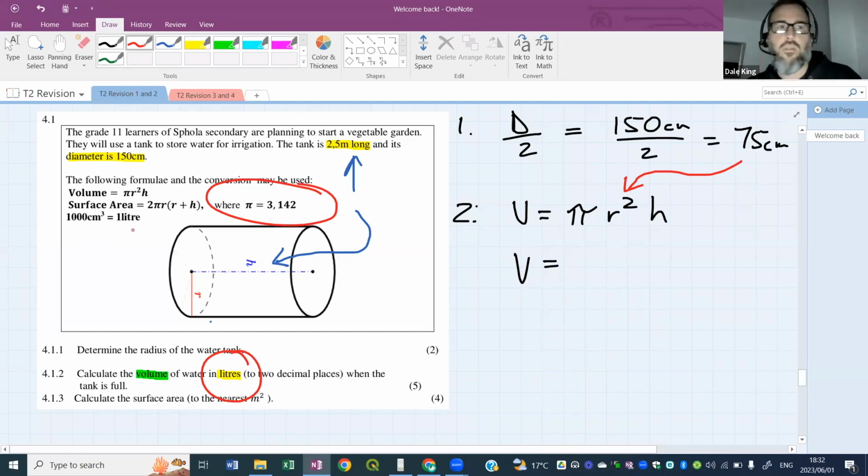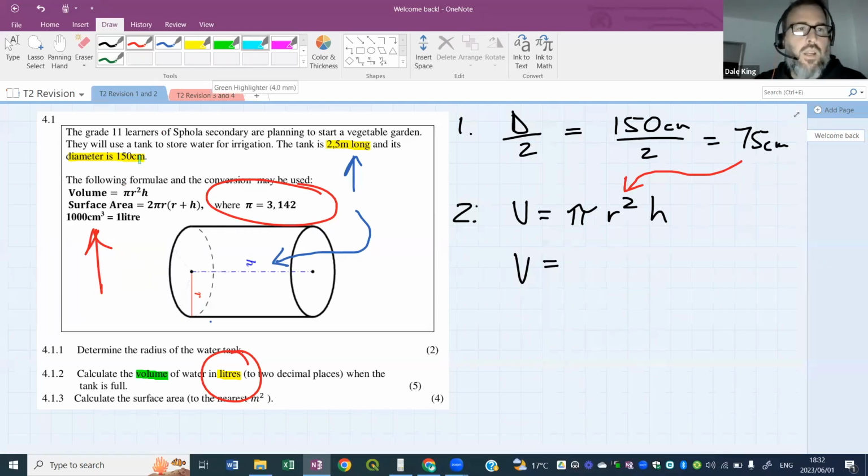Now, the volume formula doesn't give you an answer in liters. You've got to use this conversion here to change what the volume formula gives you into liters. Now, look at that conversion. Look at the units that are in there. All right? The units for the conversion are centimeters cubed.